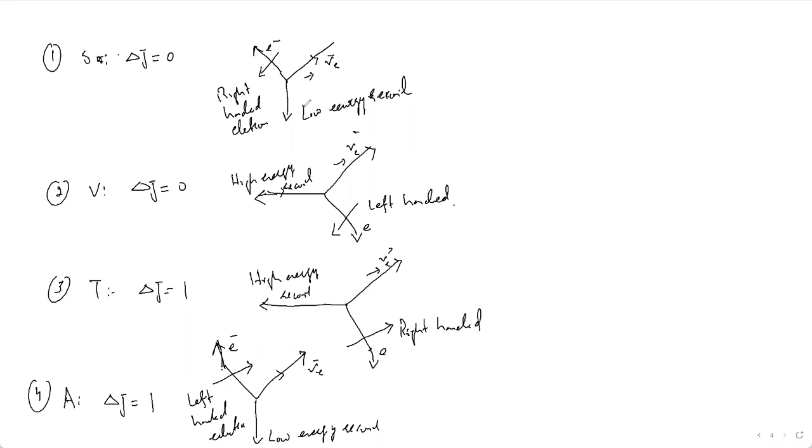So this gives you the low energy recoil. This is a right-handed electron here. So for two cases we have the right-handed electron: for the scalar case and for the tensor case.